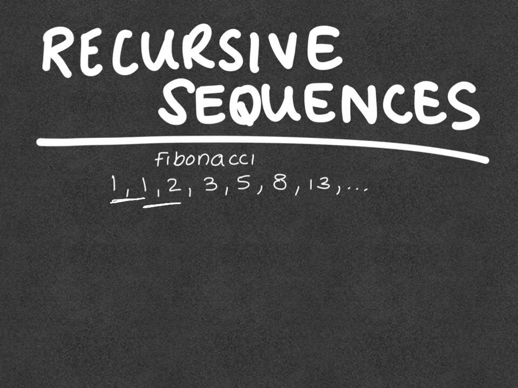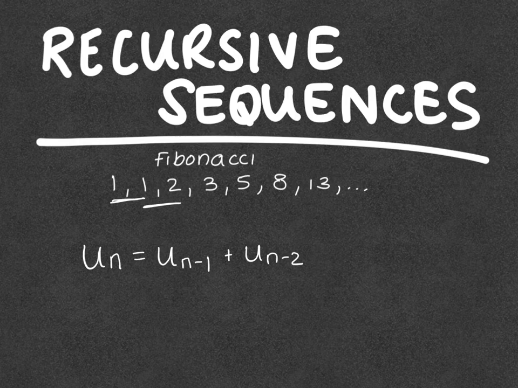So the way we would represent this is using previous terms. So if I want to find any term, I'm adding the two terms that come before it. So the way I write that would be, I would take 1 less than my previous term plus 2 less than my previous term. So let's kind of put this in context.